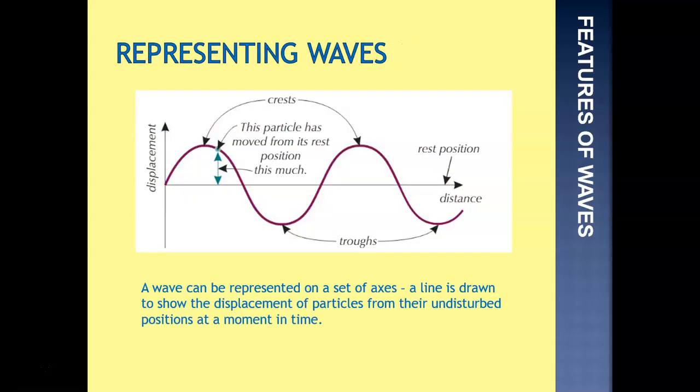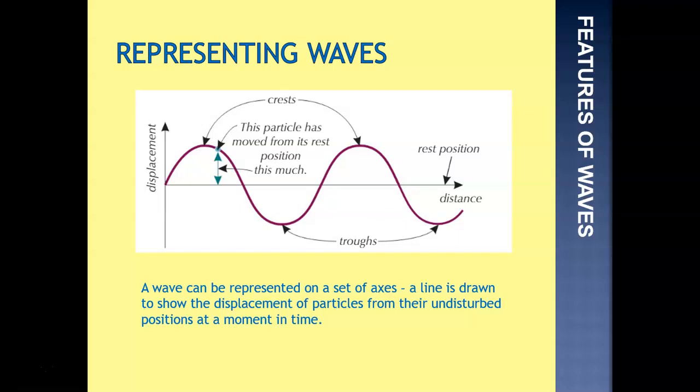So when we represent waves, this is a quick diagram. There'll be a better one along in a second for you to copy down. But a wave can be represented on a set of axes like a graph, and a line is drawn to show the displacement of particles from their positions at a moment in time. So if there wasn't a wave happening on here, all those particles would be along the horizontal line you can see going through the middle.